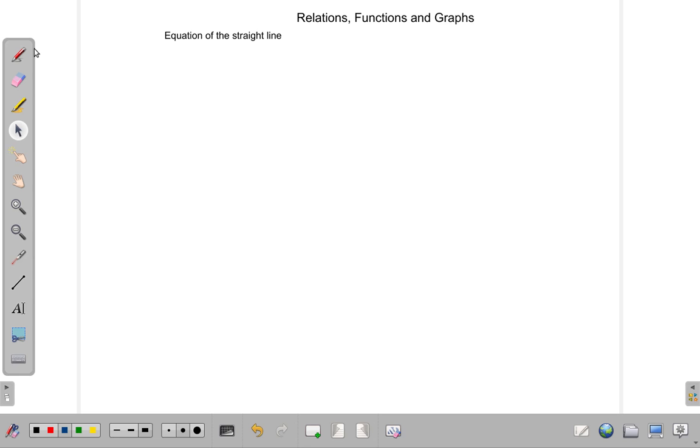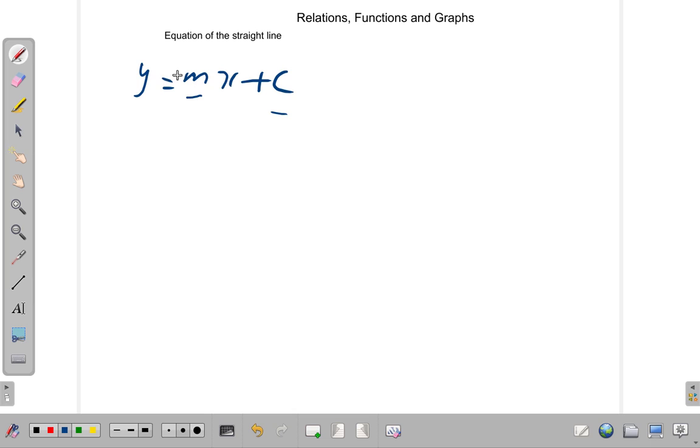Let's look at the equation of a straight line. Now remember, from previous videos we saw that the general form of a straight line is y equals mx plus c, where m is the gradient and c is the y-intercept. In order to have the equation of a straight line, you must have a value for m and also a value for c.